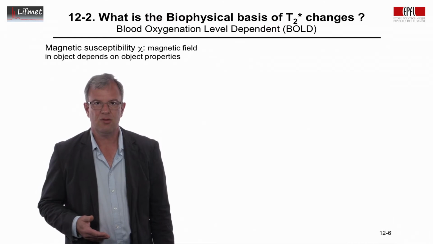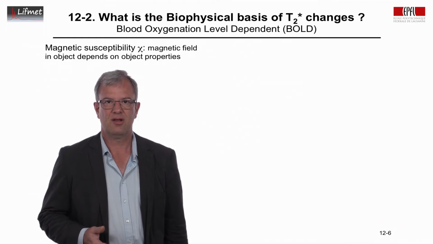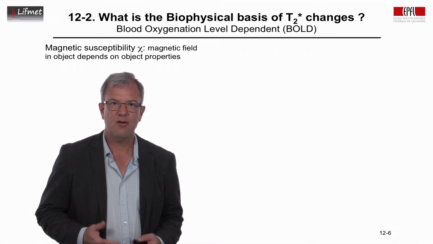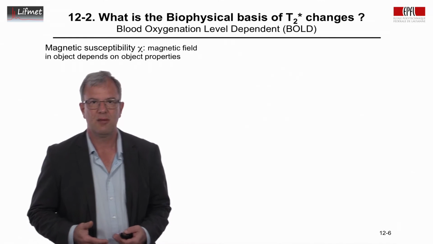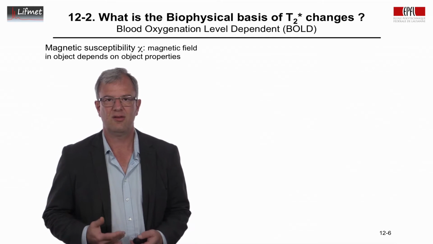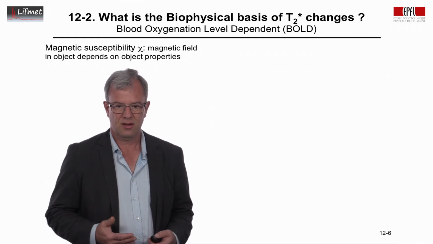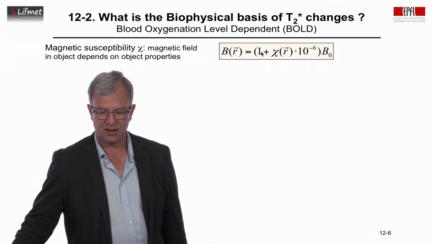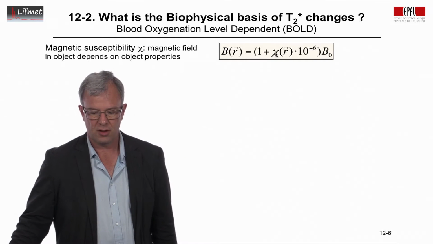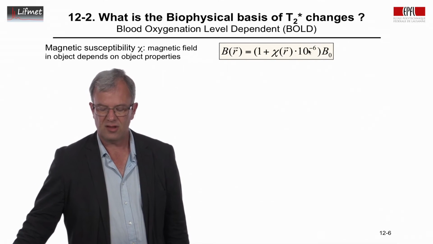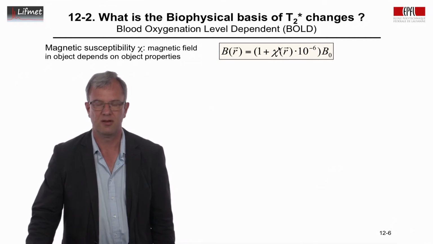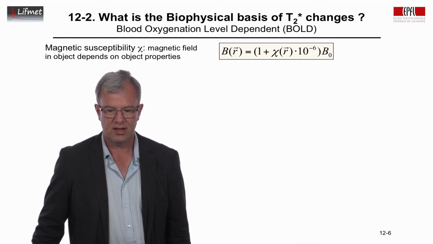Now we'll start here with magnetic susceptibility. We know from magnetism that the magnetic field in an object depends on the object's properties. So the magnetic field inside the object is linked to the externally applied magnetic field B0 through the susceptibility. You can see this is multiplied by 10 to the minus 6, so the susceptibility here is given in ppm. So it is a relatively small effect.